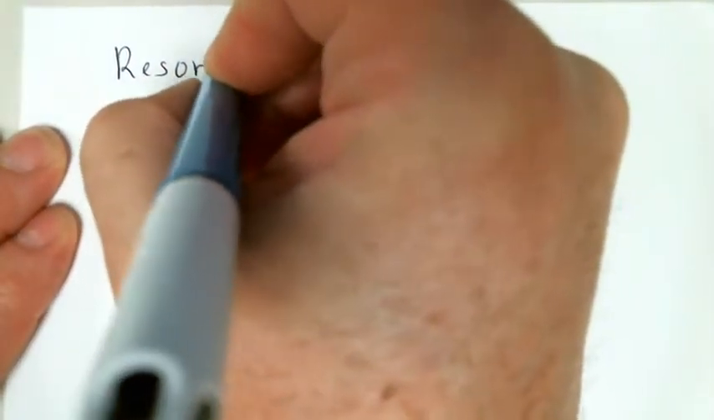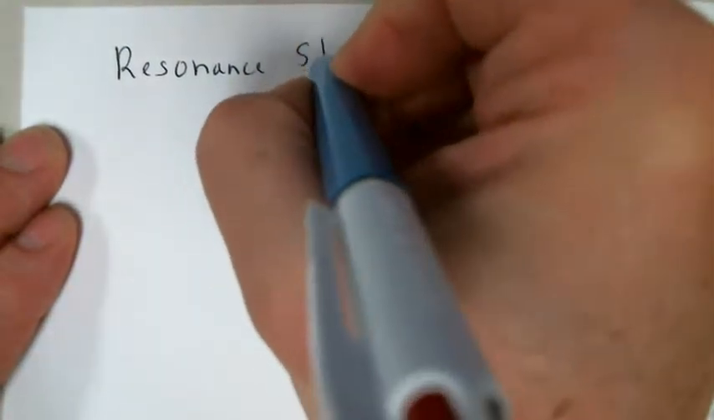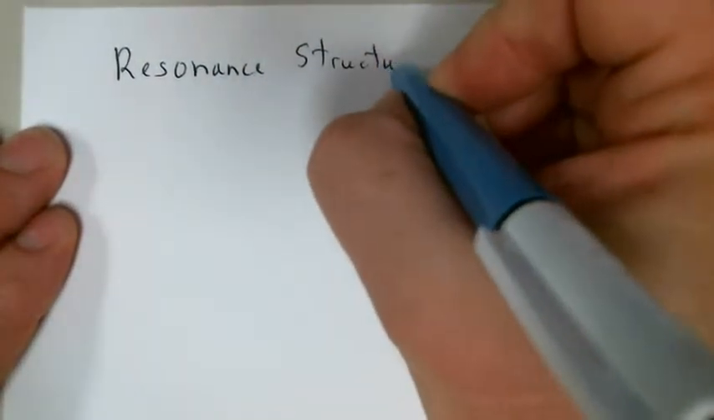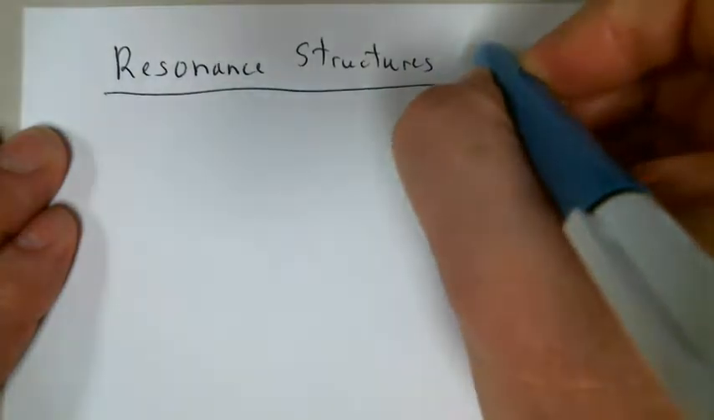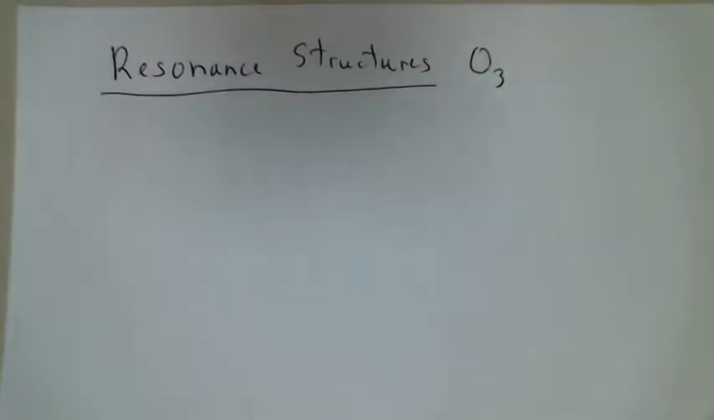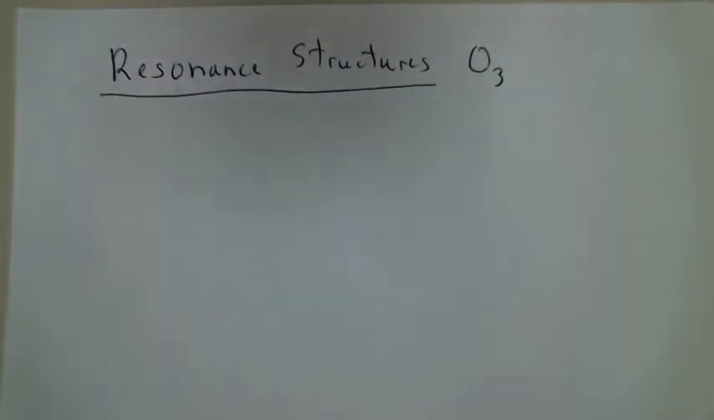And then now my segue to resonance structures. I almost forgot to tell you about drawing on the Marvin Sketch. All right, so we're going to draw ozone. Where am I at time? Oh my goodness, going slow.